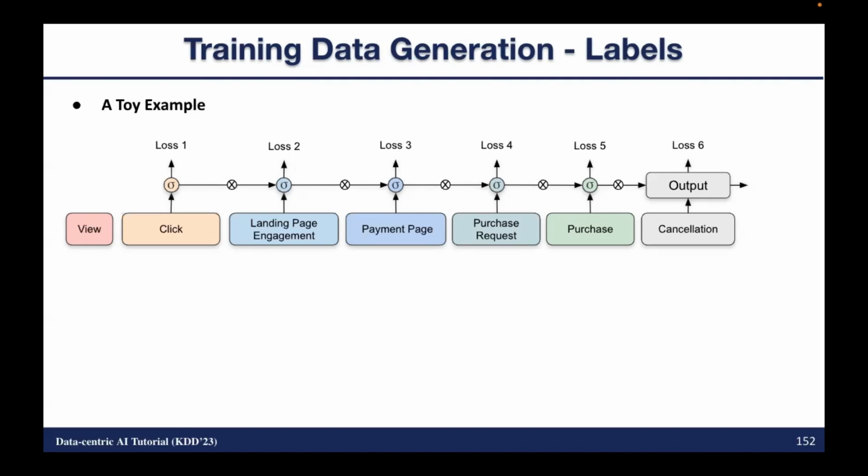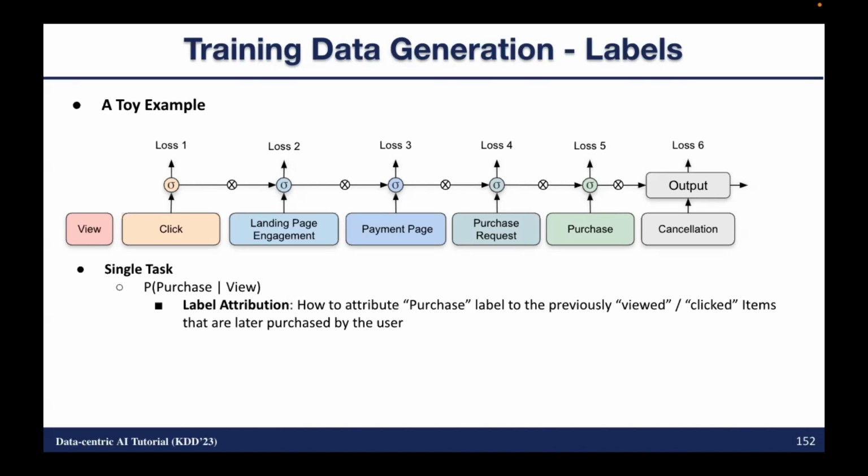But how about this long chain of engagements, from click to landing page engagement to purchase request, purchase, and cancellation? Let's say we want to model the probability of purchase given the user has seen this item. How can we do that? An intuitive way is, again, if the user has seen this item and purchased, it's positive. But if the user saw this item and made no purchase, it's negative. That's the most intuitive way to do that.